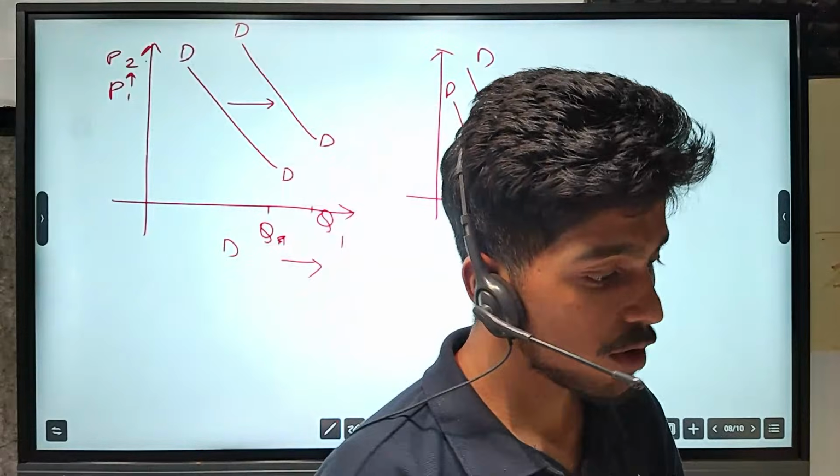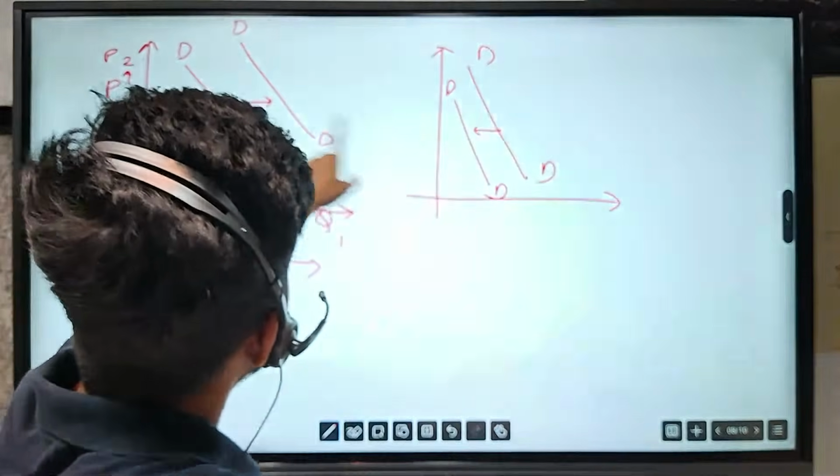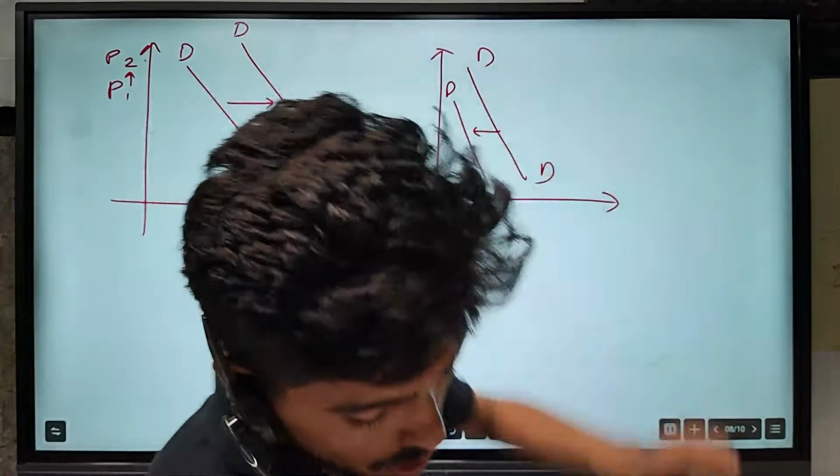And supply will be the reverse of this. Okay, if there is an increase in supply, it will shift to the right. If there is a decrease in supply, it will shift to the left.